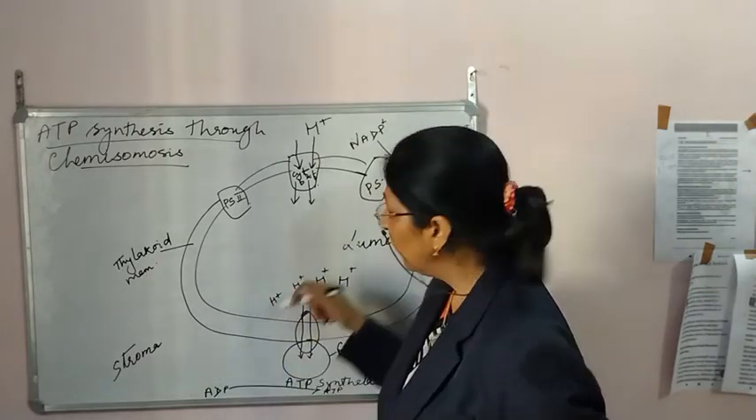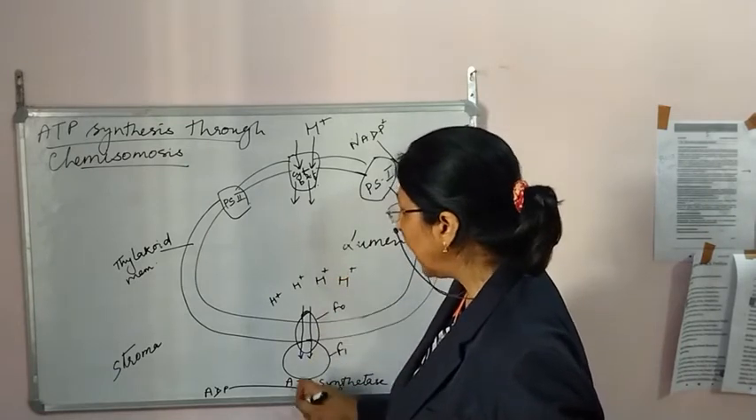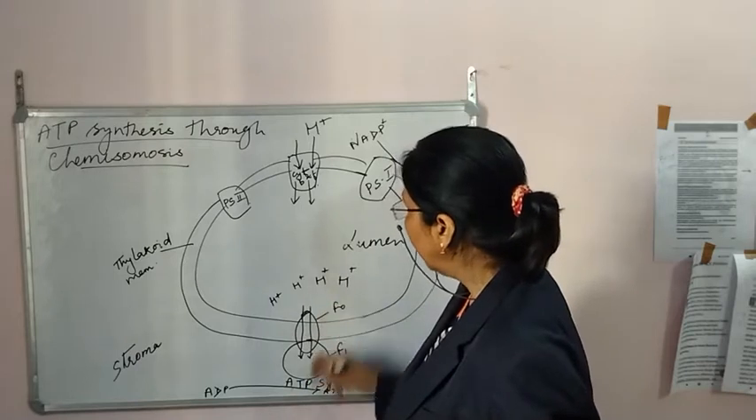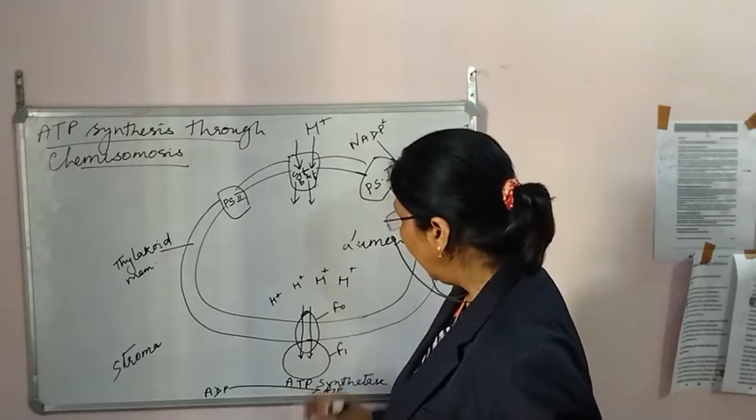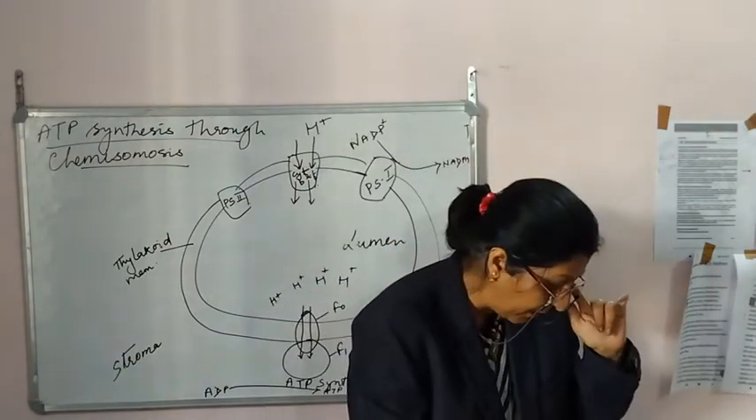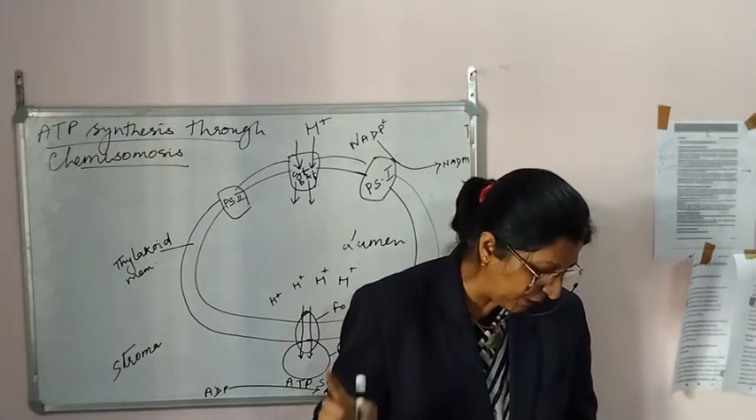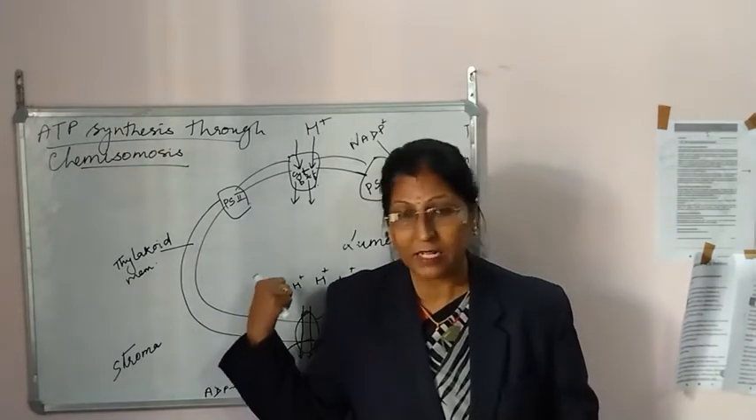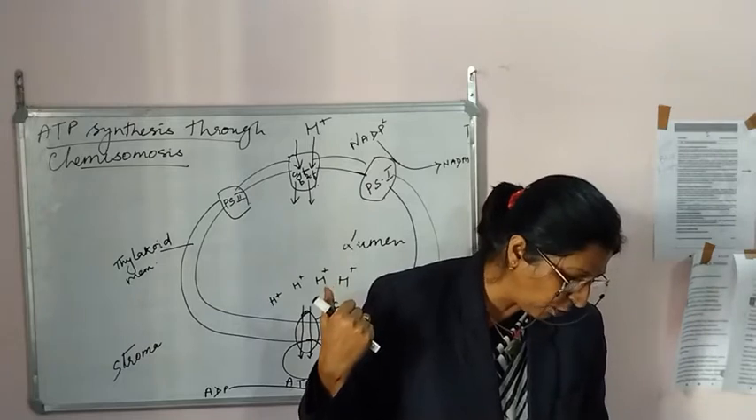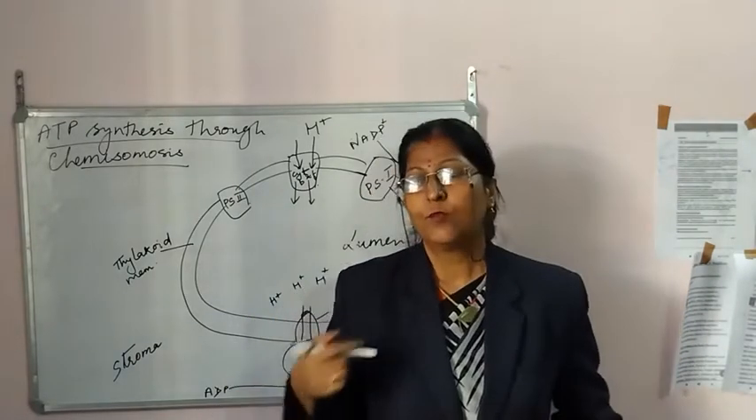So finally, the movement from inside the lumen to outside, that is, into the stroma, through the channel created by this F0, F1 enzyme. Okay, so this is what takes place. Again, there is a proton gradient accumulation towards the inside of the membrane, that is, in the lumen, I have told you. And in respiration, protons accumulate in the intermembrane space of the mitochondria.